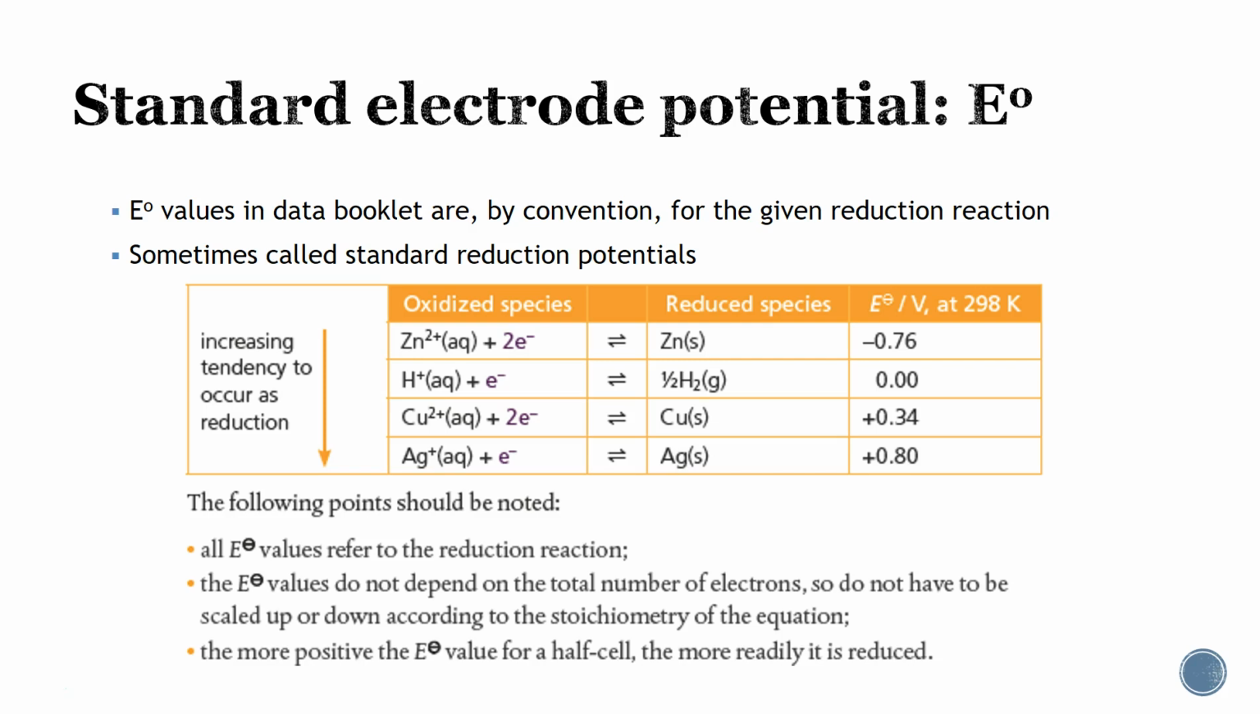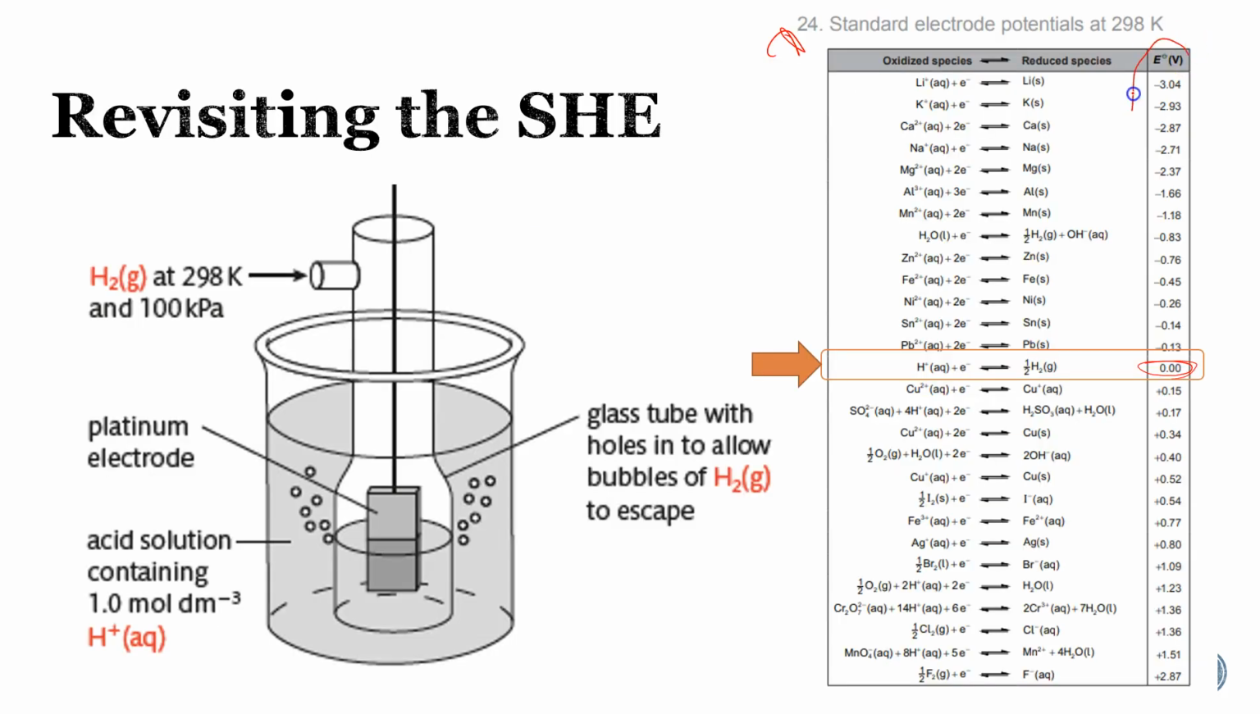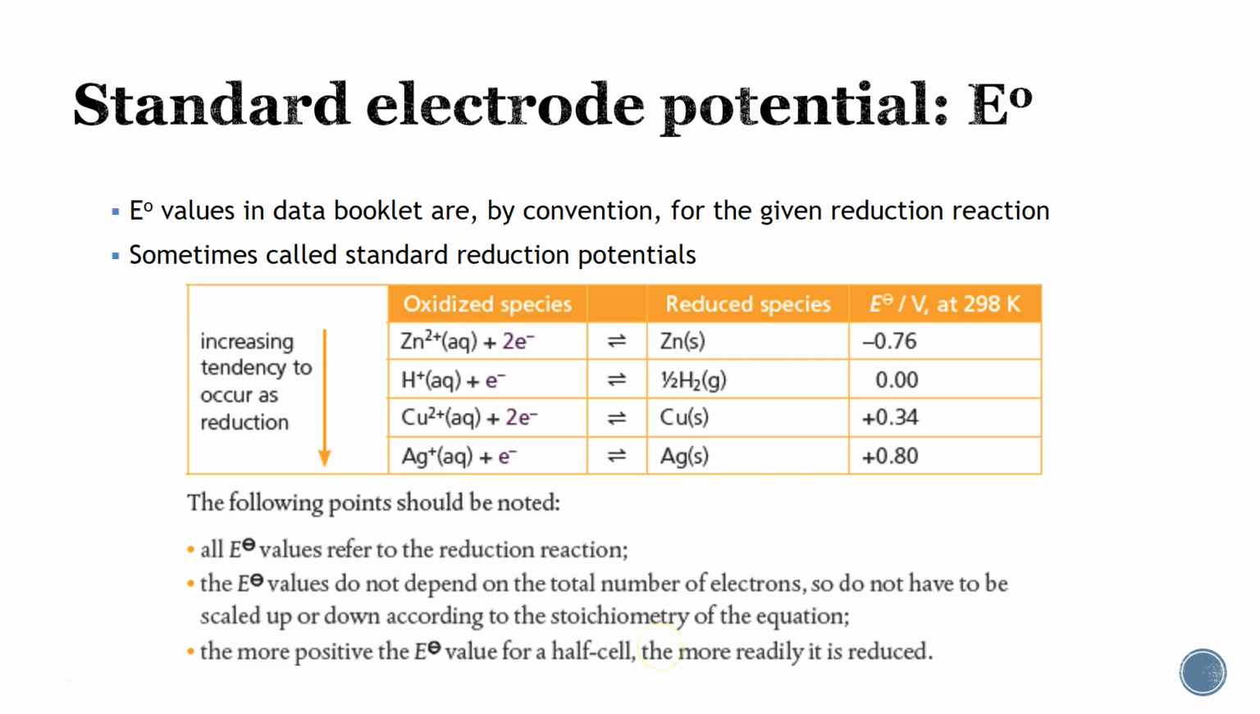The standard electrode potential is given by the symbol E0, and you may have noticed these down your electrochemical series. On the right hand side here, these E0 values are what we're going to learn to deal with today. E0 values are given by the reduction reaction, so they're the standard reduction potentials.